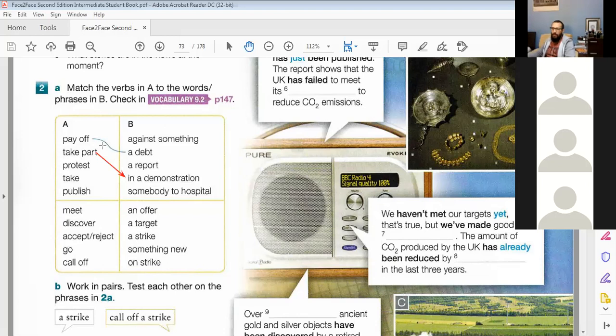All right, Malak. What about protest? Protest what? Against something. That's correct. And Raja, what do you think of take? Take what? I think take a report. No, take somebody to hospital. That's correct. And this means now we use publish. Publish a report. All right. And Malak, what about meet? How can we use, excuse me, meet? Meet.